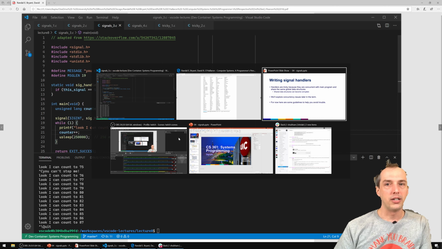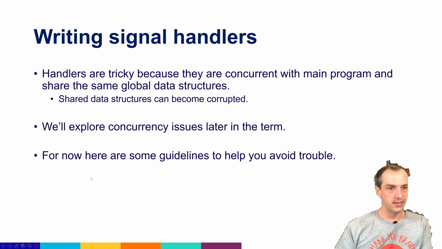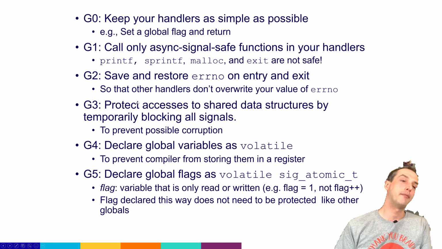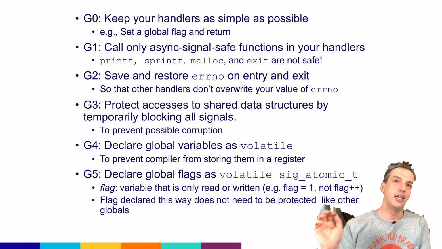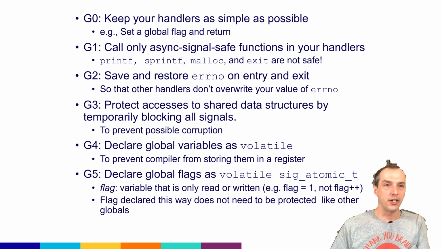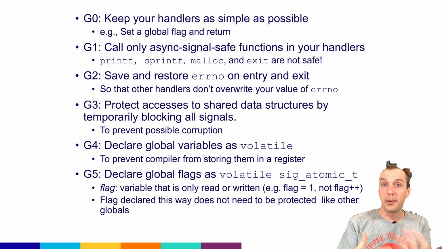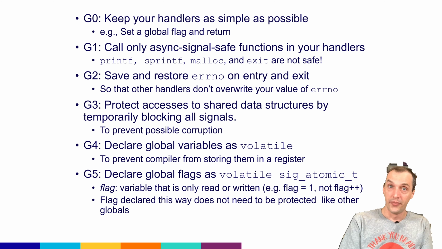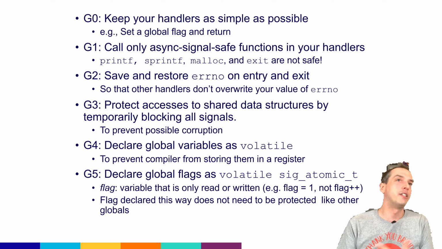So this is all to say that we're going to have our guidelines for writing our signal handlers. These are the same guidelines we have in the book. These 6 things tell you to keep your signal handler simple, call async signal safe functions, and save and restore errno. Remember, errno is a global variable that the C standard library uses to keep track of the error state of a specific function if its return value can't give you a real error code.